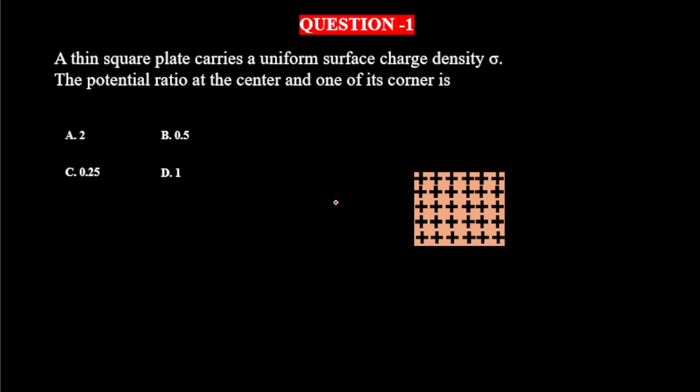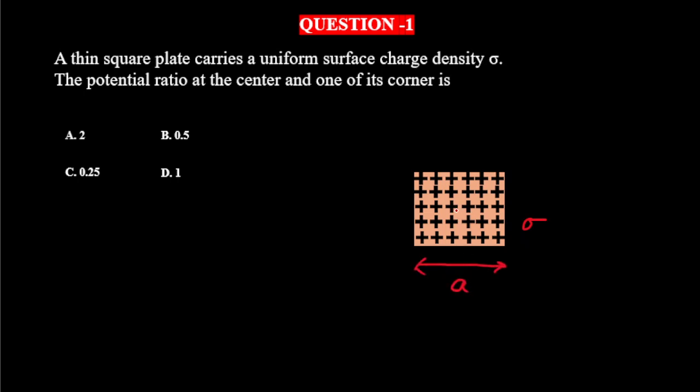So what has been asked in this question? Let's say we have a square plate and this square plate carries a uniform surface charge density sigma. Uniform means this charge will be independent of position anywhere on the surface. If you take a unit area, in each unit area the amount of charge will remain the same, so it's constant over the surface. And let's say the side of the square plate is A.